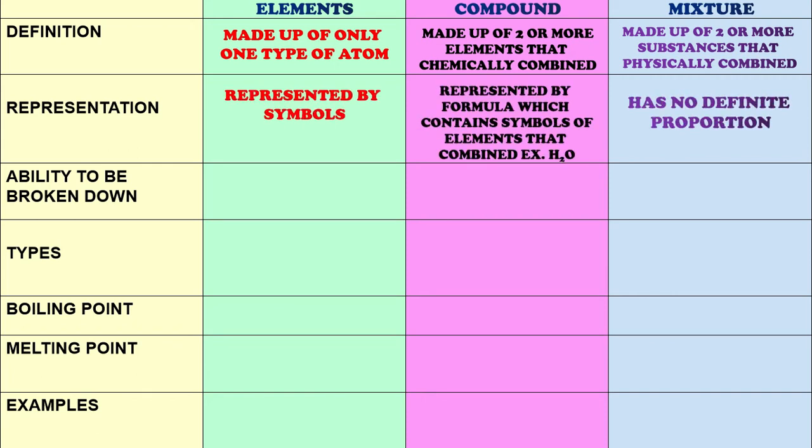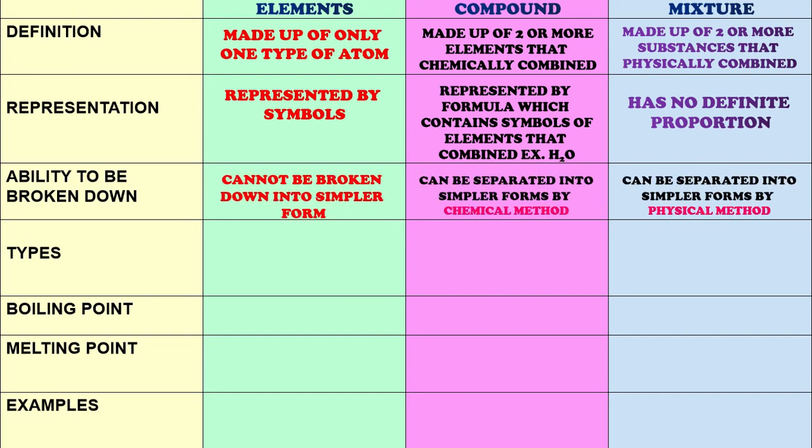Representation: elements are represented by symbols. A compound is represented by a formula which contains symbols of elements that combine, example H2O, and a mixture has no definite proportion. Ability to be broken down: elements cannot be broken down into simpler forms. A compound can be separated into simpler forms by chemical method, and a mixture can be separated into simpler forms by physical method.